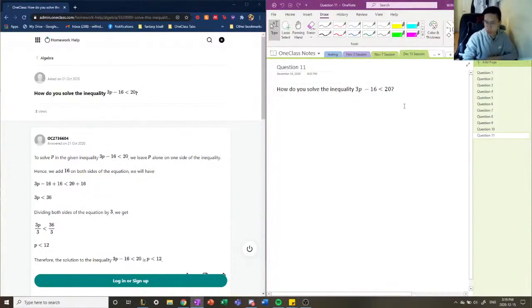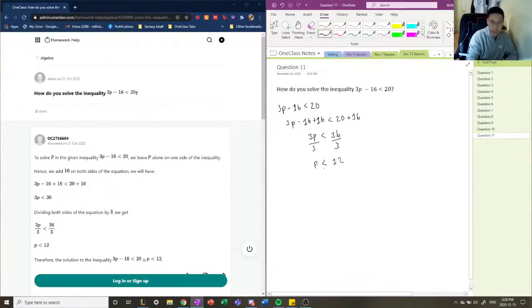So in the same way how we solved question 9, we can isolate for p so that we can find the values of p which will make this inequality true. So we're going to write our inequality again, and we're going to isolate for p, okay? First of all, we're going to move the 16 to the other side by adding 16 to both sides. So we get 3p less than 36. Now we're going to divide both sides by 3, and we get p is less than 12.